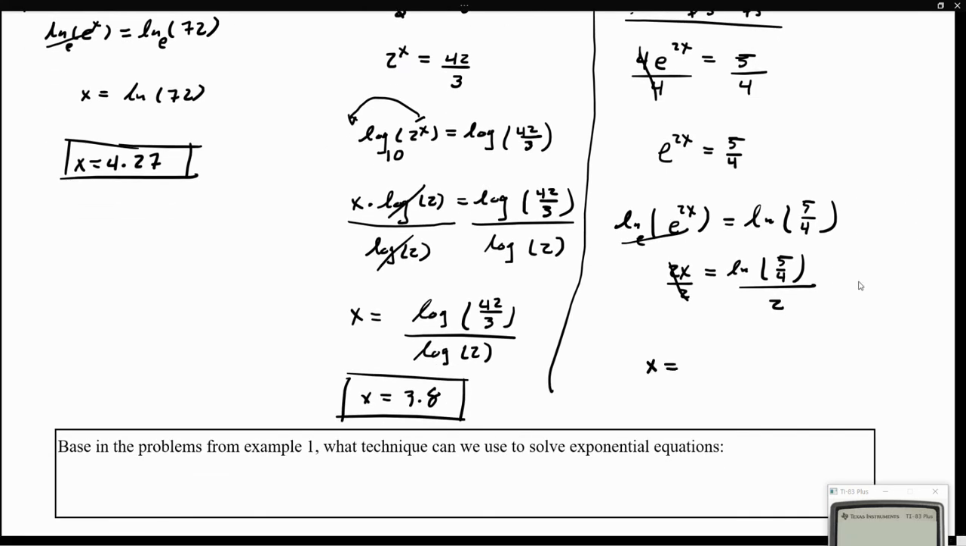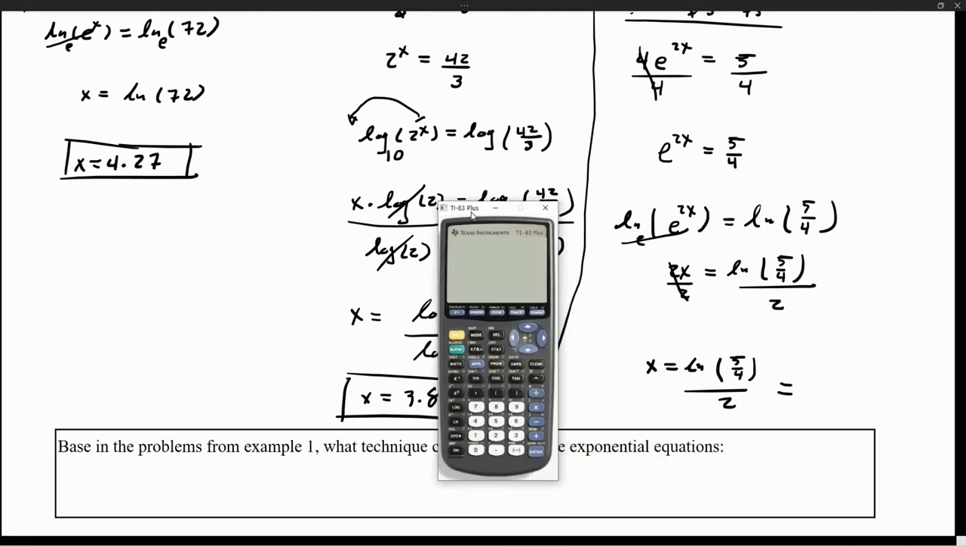And I have an expression. So now I have that x is equivalent to ln of 5 over 4, and the whole expression is divided by 2. So what exactly is this? Let's find out. Let me clear this. So let me take the ln of 5 divided by 4, and I'm going to divide that by 2. And that's equivalent to about 0.11.